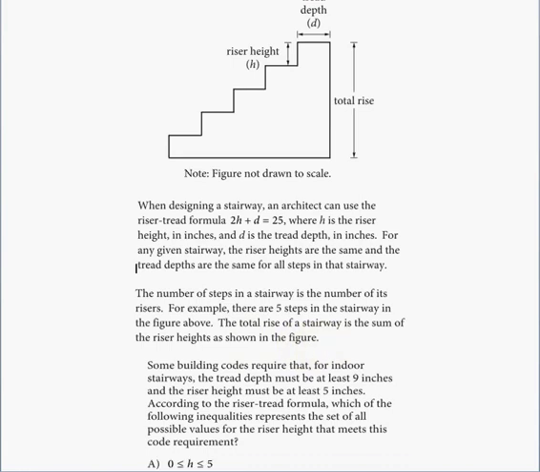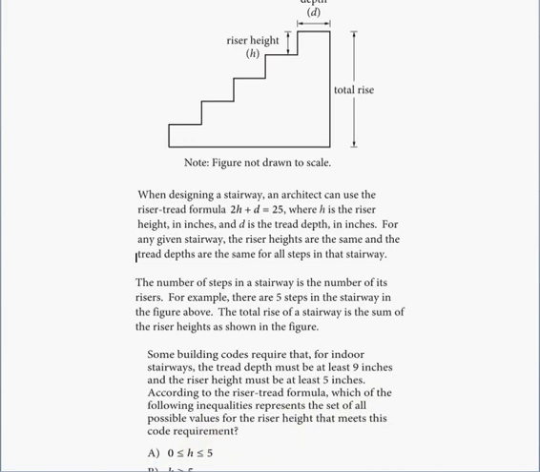Some building codes require that for indoor stairways, the tread depth must be at least 9 inches and the riser height must be at least 5 inches. According to the riser tread formula, which of the following inequalities represents the set of all possible values for the riser height that meets this code requirement?